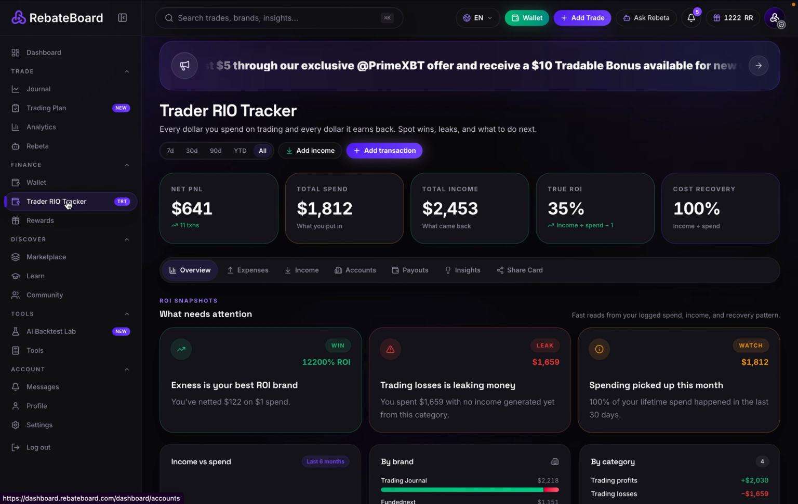The whole reason why we built TRT is because we want to help traders make better decisions in terms of their trading business, right? Their expenses. They need to know where they are spending money and where money is leaking.